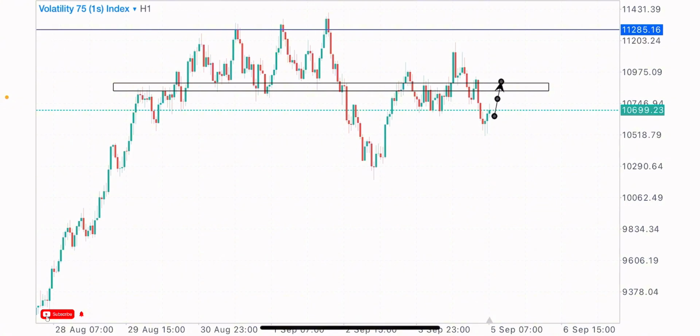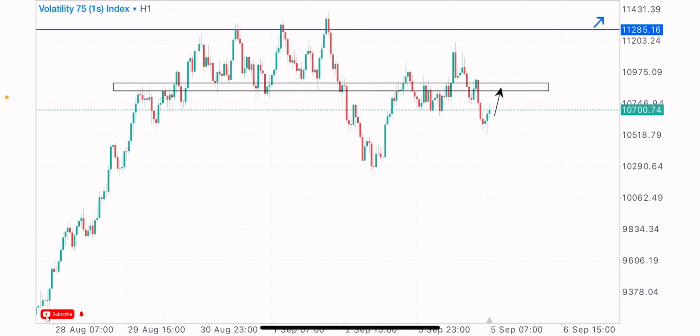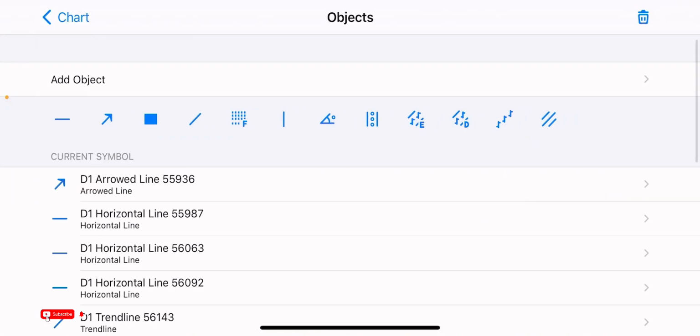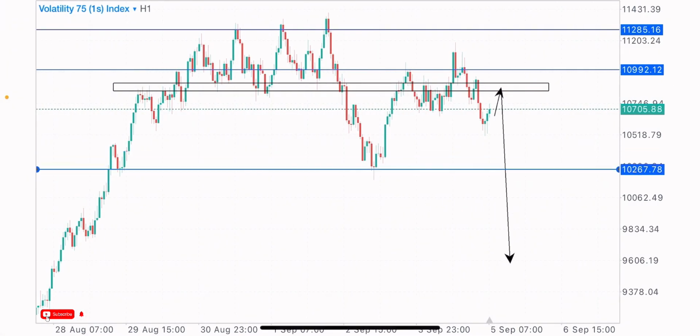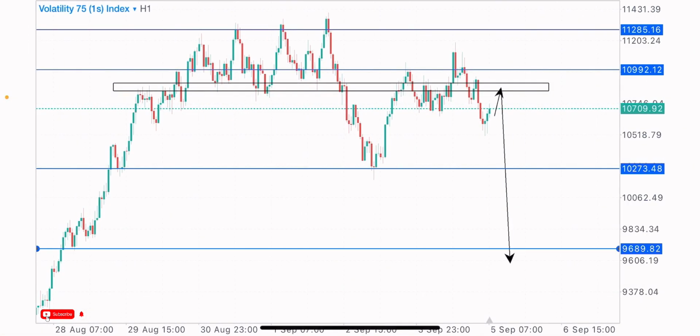Let's expect the formation of this kind. Market pushing to the upside, then we short from that zone, from this identified level. Look out for sell opportunities, and we're having our stop loss at this point. Our first TP will be at this last lower low, and our second TP will be at this point. Let's watch out for sell opportunities on 75 1S index.